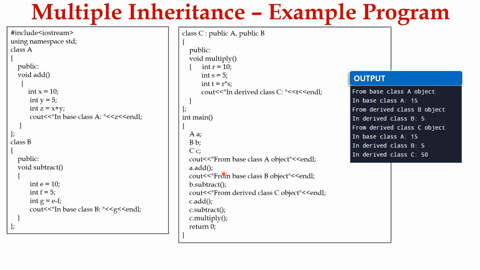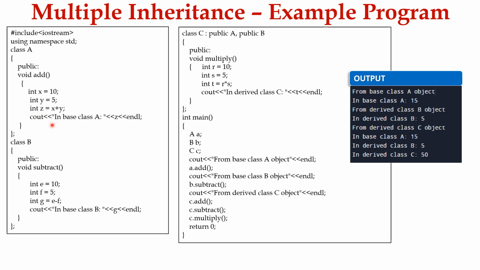Next, a.add(). Using the class A object small a, we are accessing the function add, which is available in class A. To execute this statement, the control is transferred to the add function in class A. In the add function, we add x plus y and store it in the variable z. That is 10 plus 5, and this 15 is stored in the variable z.